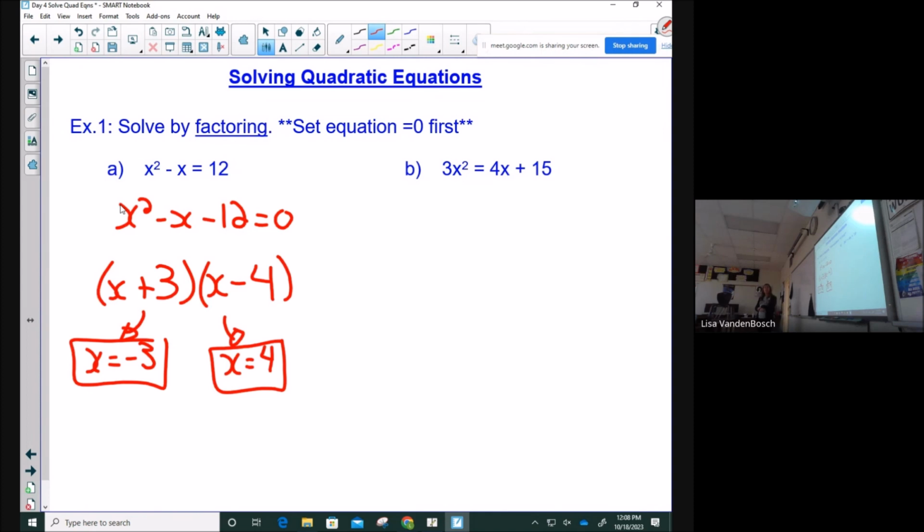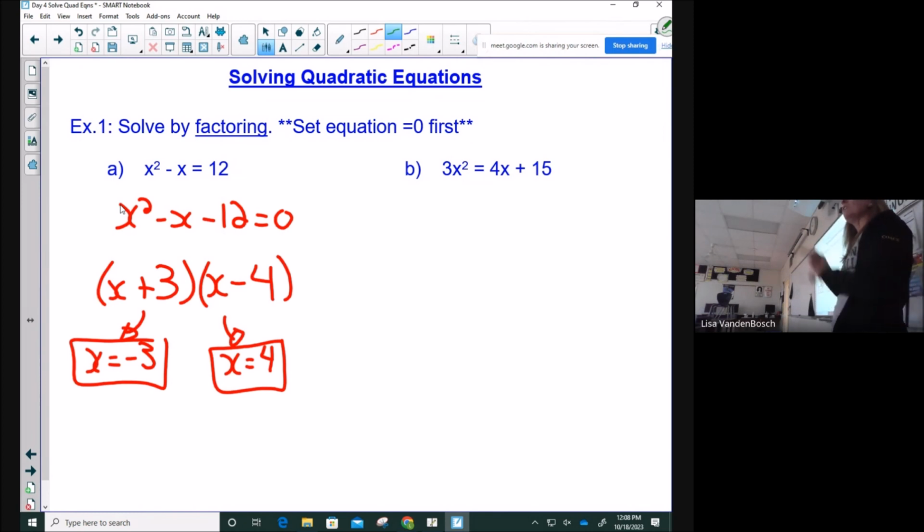Okay, second equation, we have 3x squared equals 4x minus 15. What would you guys suggest I do first? Get rid of the 3x squared. The problem is, if I get rid of the 3x squared, when I bring it over, it's going to be negative. Personally, I always like my x to be a positive number. So I'm going to bring the 4x and the 15 to the other side. Keep my x a positive number.